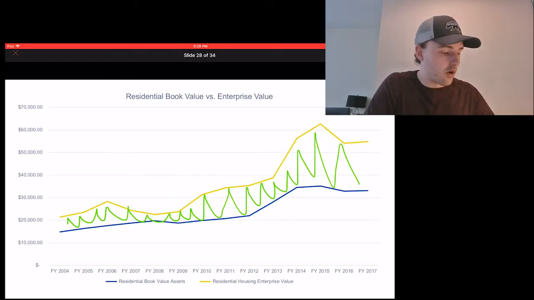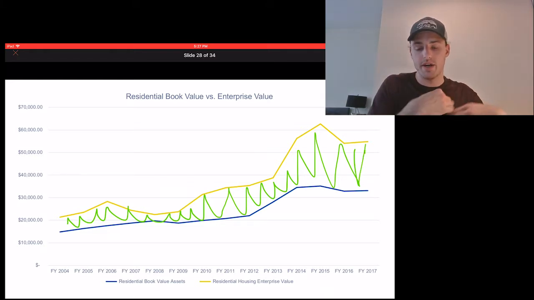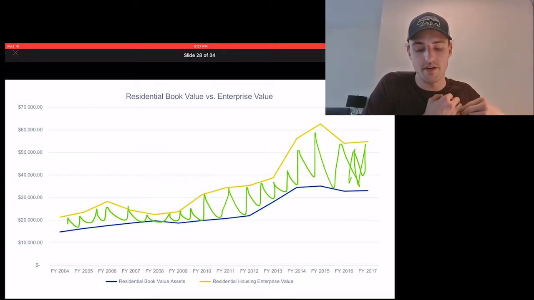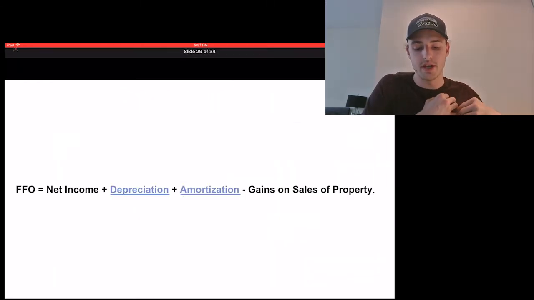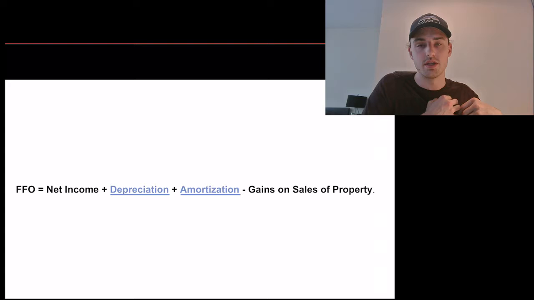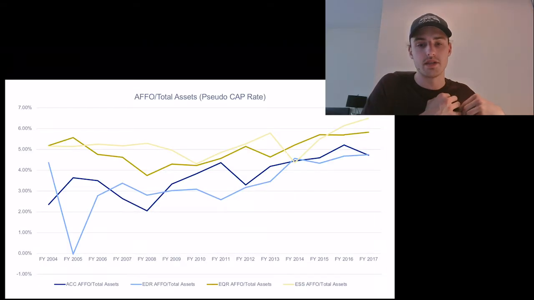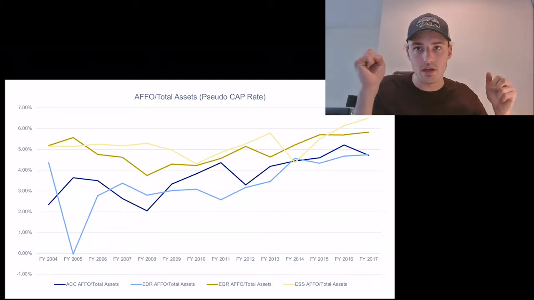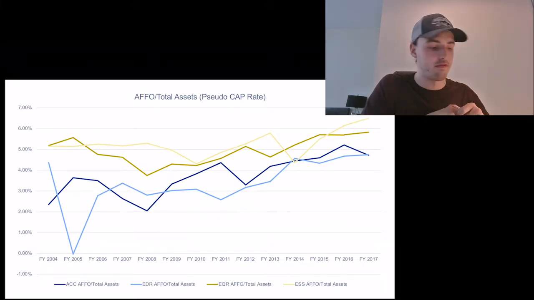And so now we can create a pseudo capitalization rate for these entire real estate investment trusts by using the adjusted funds from operations over the total assets in order to get an effective yield or capitalization rate on these portfolios of assets.